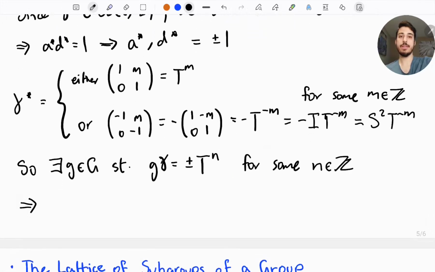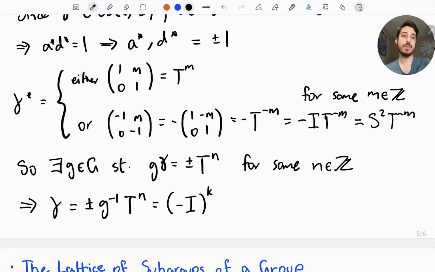And this means that gamma is equal to plus or minus G inverse t to the n, which equals minus I to the power k for some k. If k is equal to 1, then this is just equal to minus I, and we would get this. If k is equal to 2, then this is equal to I, and we would get this. So either way, we would get both possibilities. Times G inverse times t to the n. And this is equal to S to the 2k G inverse t to the n.